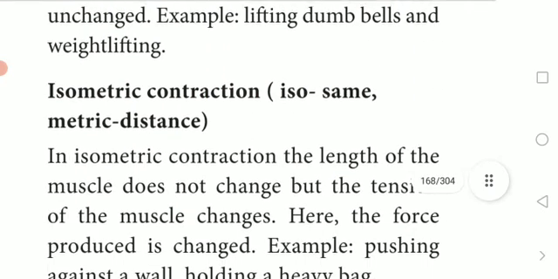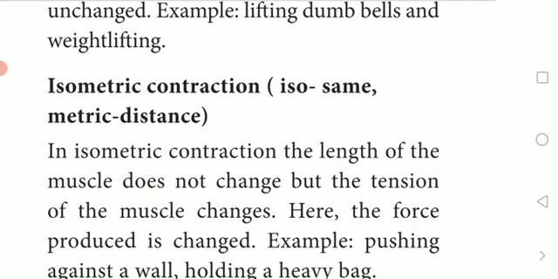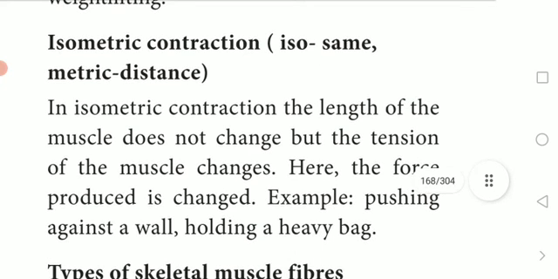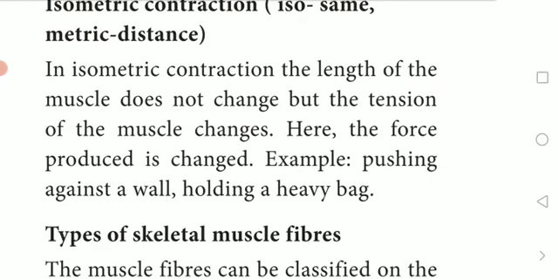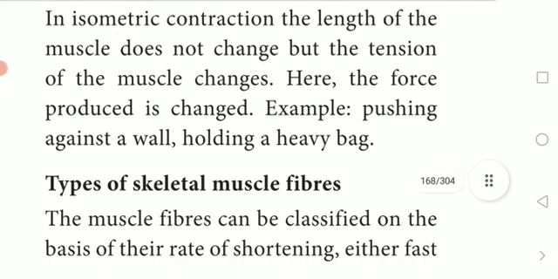Then isometric contractions. In isometric contraction, the length of the muscle does not change but the tension of the muscle changes. Here the force produced is changed. Examples: pushing against a wall, holding a heavy bag.